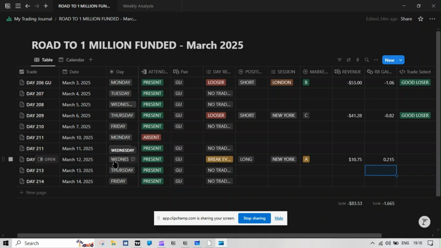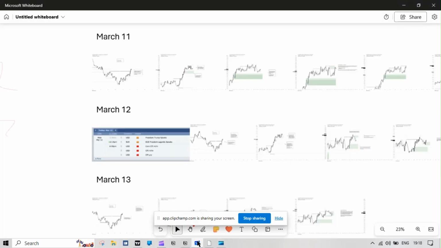So let's jump into the charts. Let's jump into the whiteboard and see what happened this week. So starting off on March 11.